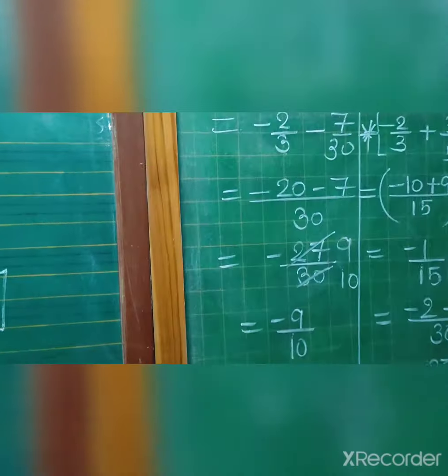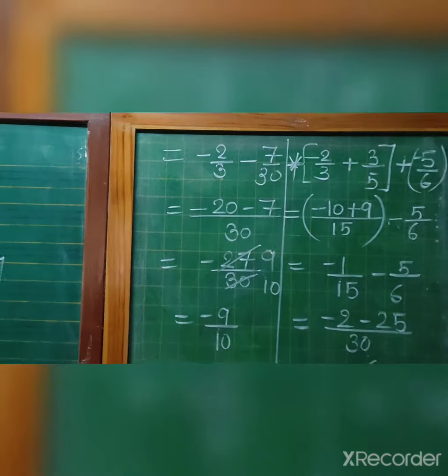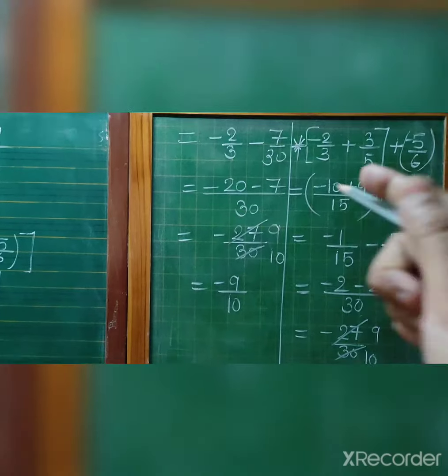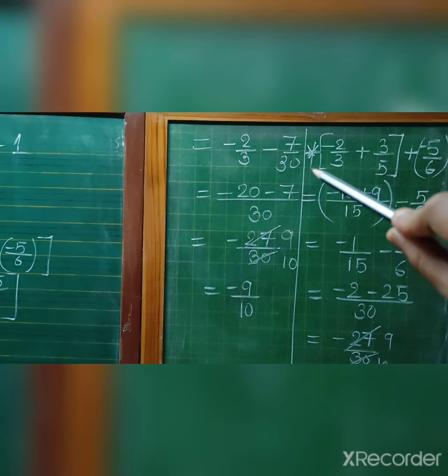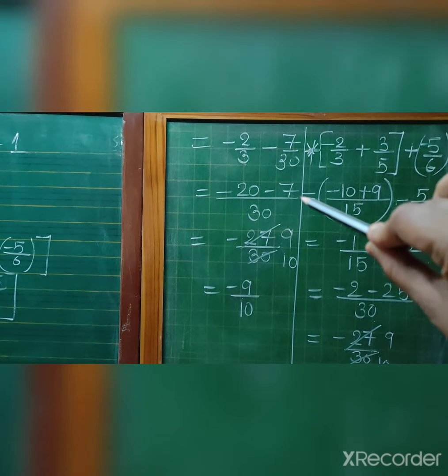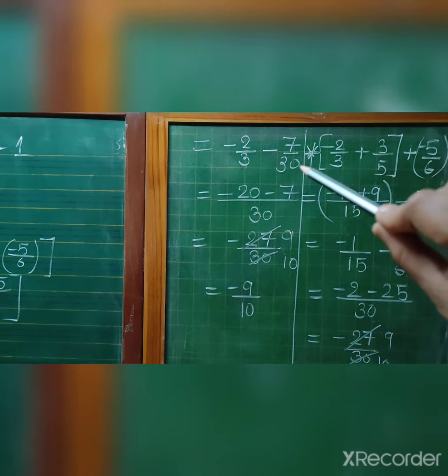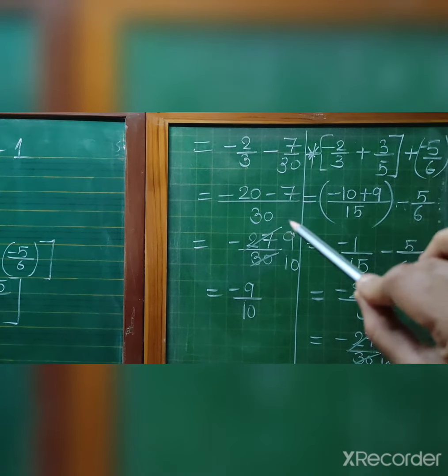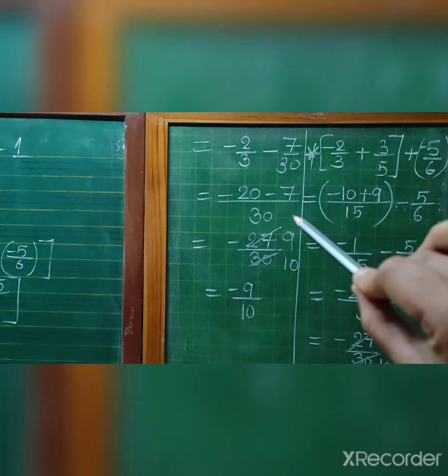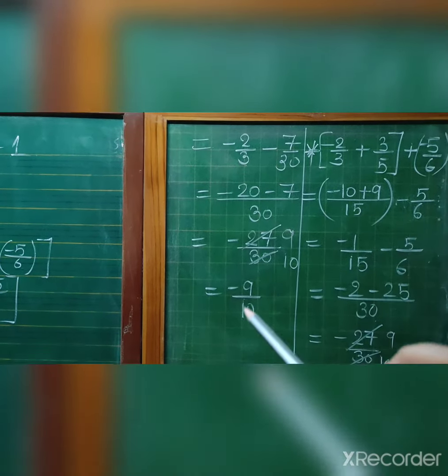Afterwards, the LCM of 3 and 30 will be 30. Divide this 30 by 3, 10 times, 10 2s are 20 with negative sign. 30 divided by 30, 1 time, so minus 7 as it is. Two negative numbers we always add with negative sign, so minus 27 upon 30. Both the numbers are divisible by 3, so 3 9s are 27 and 3 10s are 30, minus 9 upon 10.